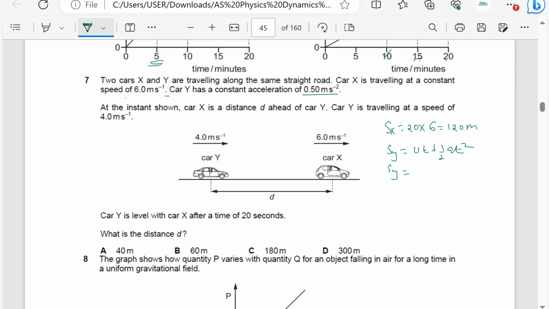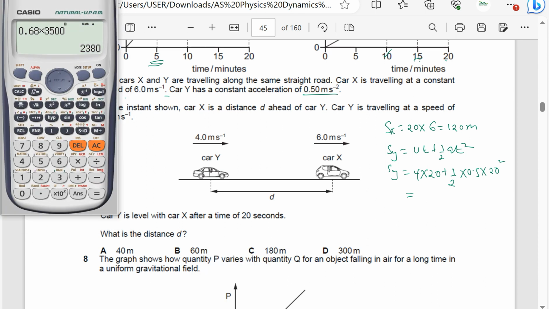Y has a constant acceleration and its initial velocity is 0, at t equals 4 seconds. So this is going to be 4 times the time, which is 20, plus a half times acceleration, which is 0.5, then times time, which is 20, but this is squared. So I'll check this with my calculator.